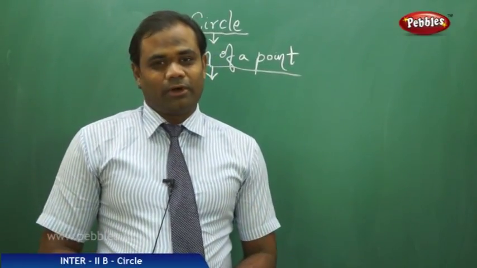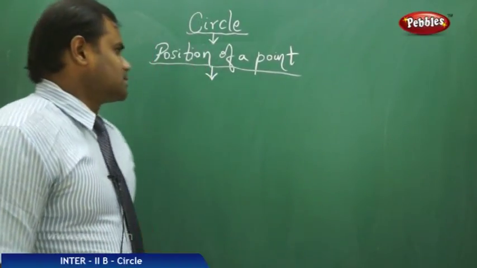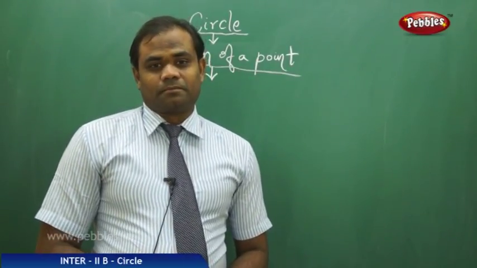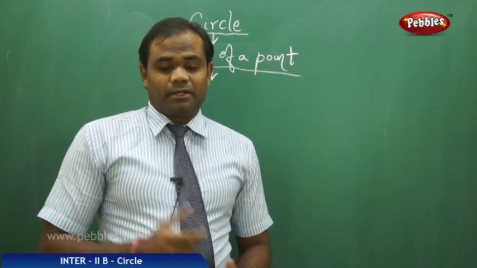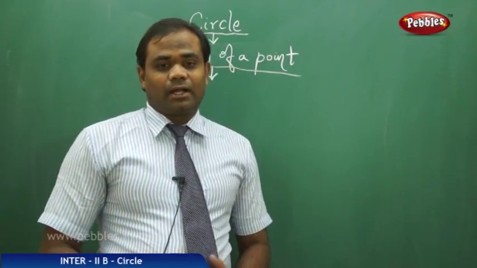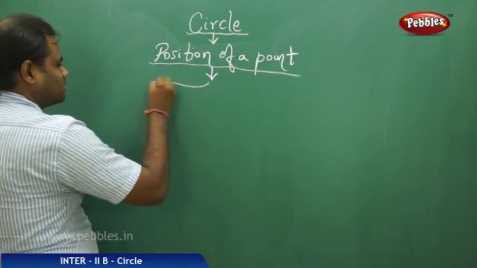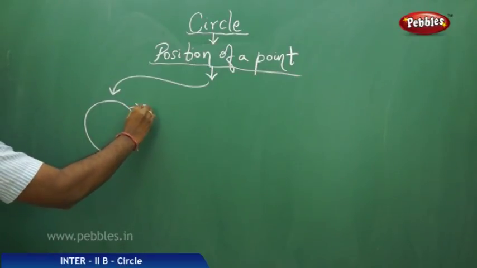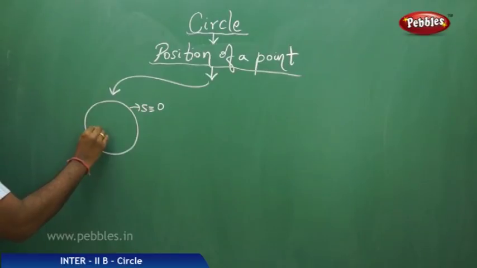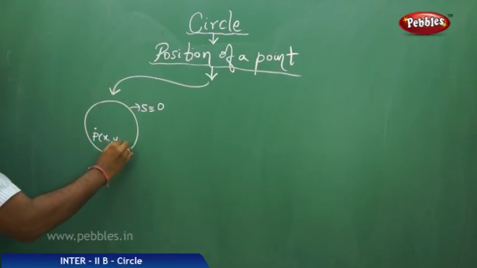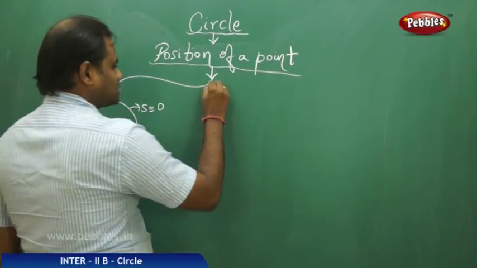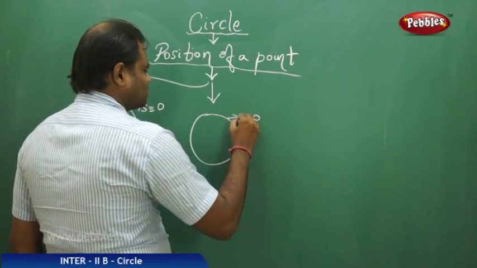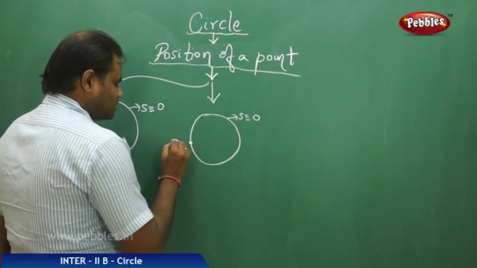Now let's see the position of a point with respect to a circle. When I discuss the position of a point, there are three different cases through which we understand it. The three different cases are that a point can lie inside the circle, on the circle, or outside the circle. If this is the circle S equal to 0, then the first possibility is that the point x1, y1 may lie inside the circle. And the second possibility is that for a circle S equal to 0, the point P x1, y1 lies on the circle.